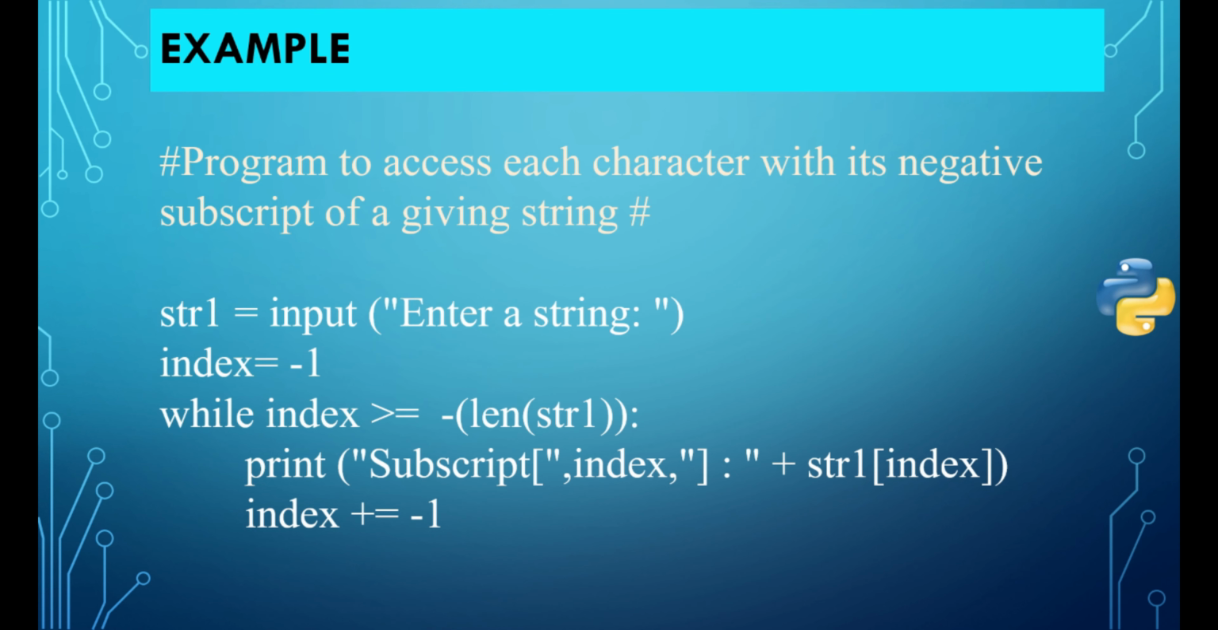Next, we will see an example program to access each character with its negative subscript of a given string. Here string equal to input, enter a string, index equal to minus 1. Here the shorthand operator is nothing but index equal to index minus 1. Now while index greater than or equal to minus, within the ordinary brackets length of string, here the bracket will be closed. And then print subscript index colon equal to plus string 1 in the square bracket index. So index plus equal to minus 1.